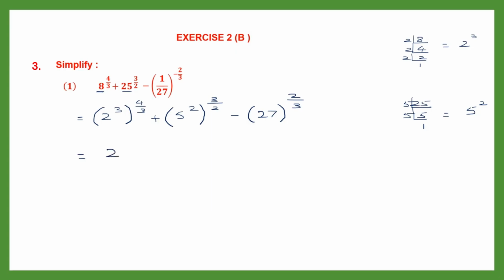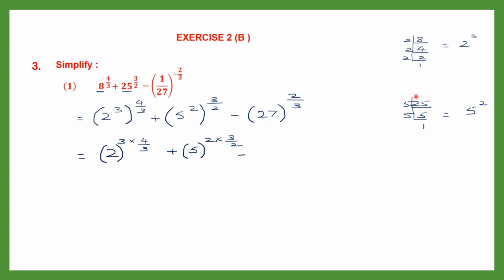Now look at this one now. Now 2 raised to the power of 3 is once again raised to the power of 4 by 3, means you write it as 3 into 4 by 3 by applying the power law. Now here we will have 5 raised to the power of 2 into 3 by 2. And then here 27, we have 27 here, isn't it?